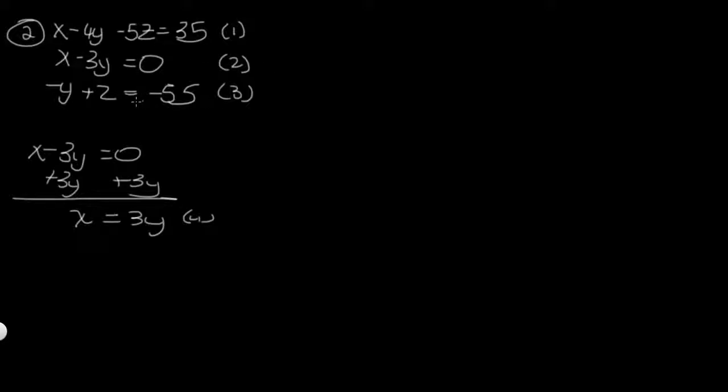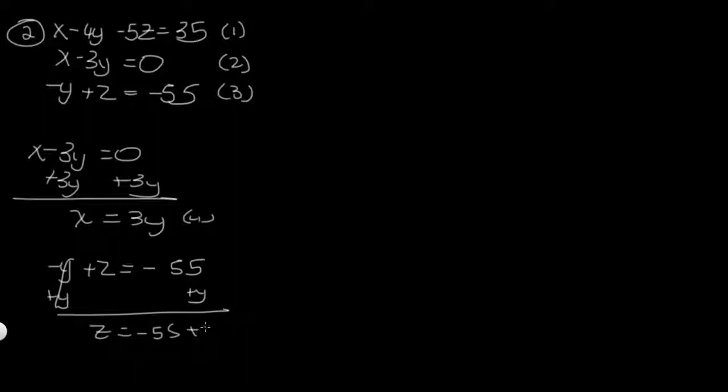Now you need to use the third equation that you haven't used to solve for a different variable. So I could either solve for y or z. So here I have negative y plus z equals negative 55. I'm going to go ahead and solve for z, because if I isolate the y, I would have to divide by negative. It just seems longer. So I'm just going to go ahead and add y to the other side. So we have z equals negative 55 plus y. So here is my equation 5.